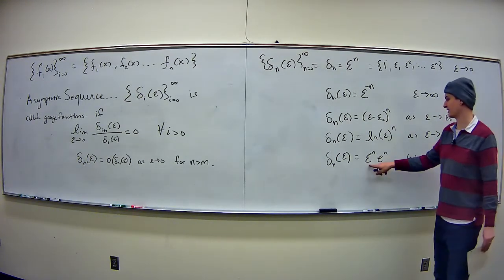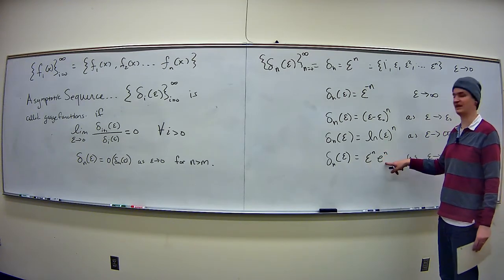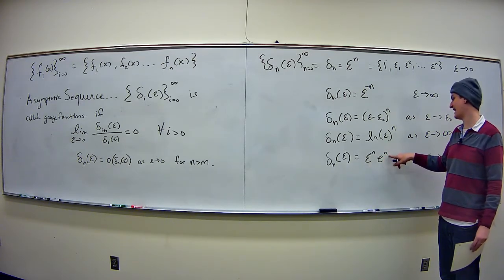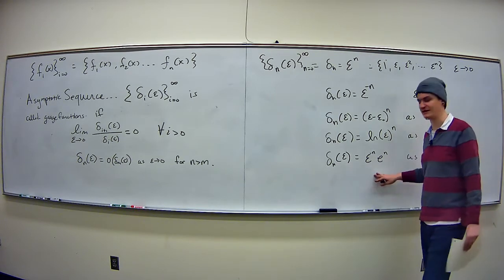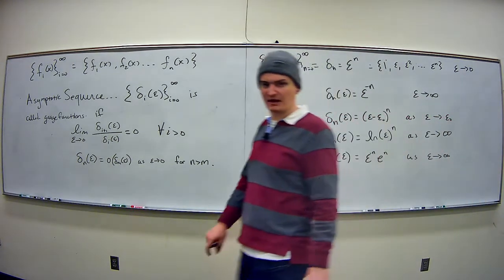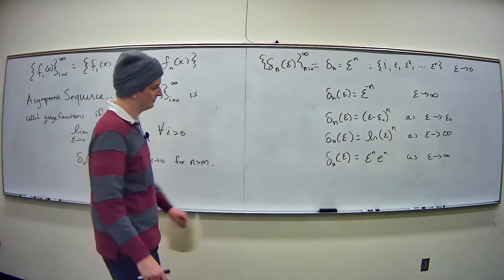This one's a little strange, right? So I have epsilon to the negative n, so this is dying, but then I have this exponent going to n. This actually is still an asymptotic sequence. There's even a combination of powers happening there. Interesting, right?